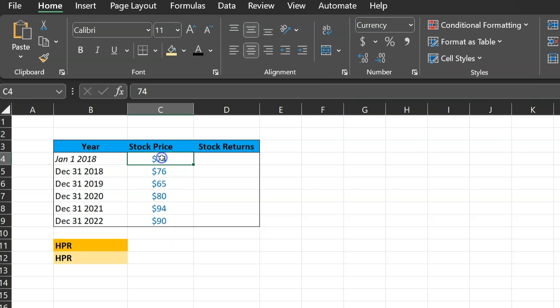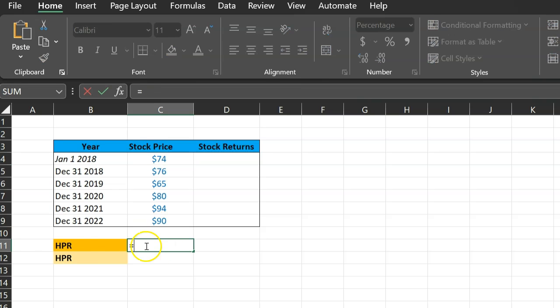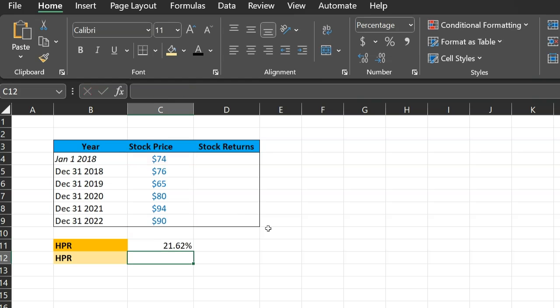If I bought something for $74 and by the end of 5 years it's worth $90, then a simple way of calculating holding period return, which I'm abbreviating as HPR, is simply 90, which is the new price, minus the price at which I bought the stock for, 74. I divide that by 74, and lo and behold, 21.62%. And there is nothing wrong with this logic. In fact, this is exactly right. Your holding period return is 21.62%.